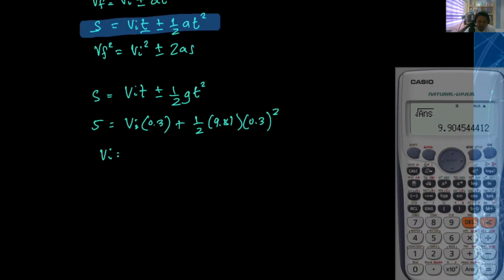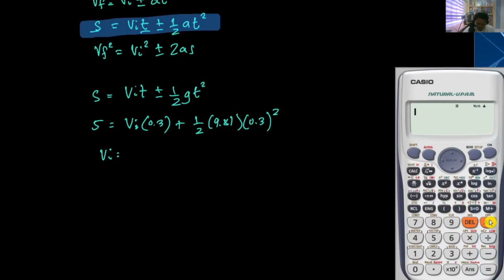We will use our calculator. So 5 minus 0.5 times 9.81 times 0.3 squared, divided by 0.3. Okay, so we have here velocity initial, 15.20 meters per second.